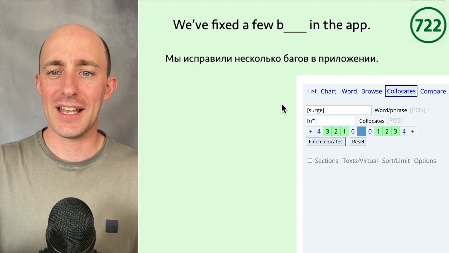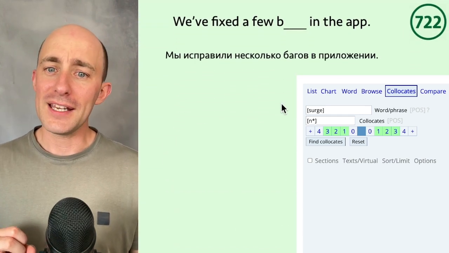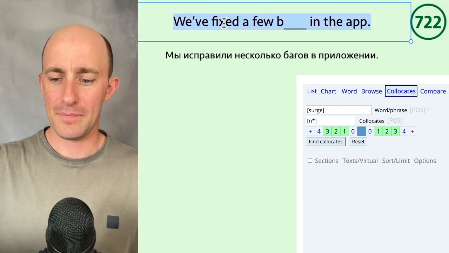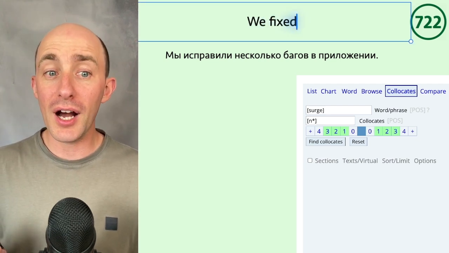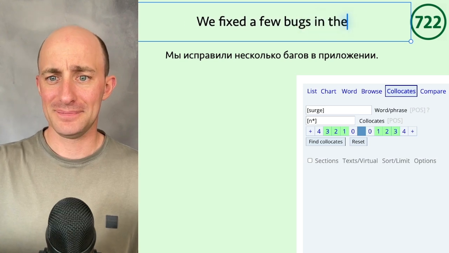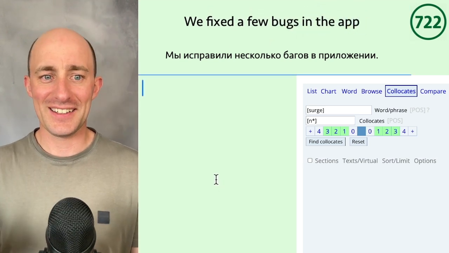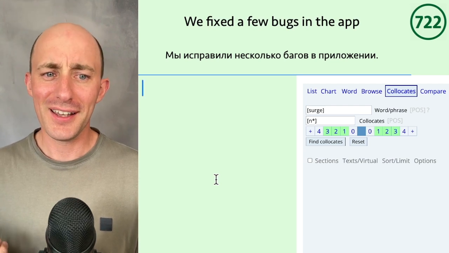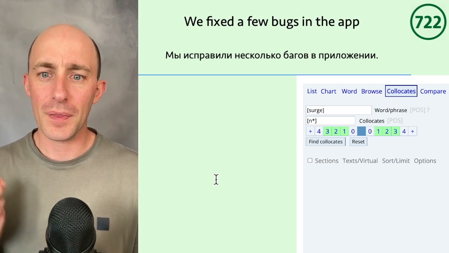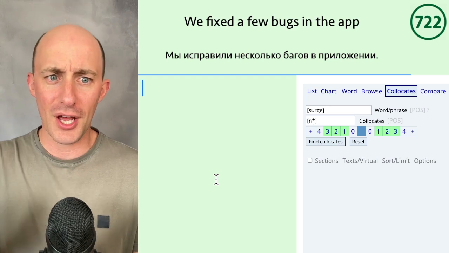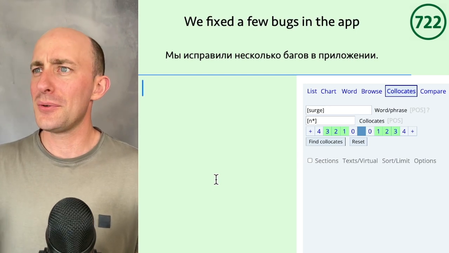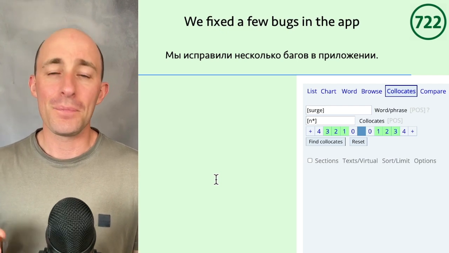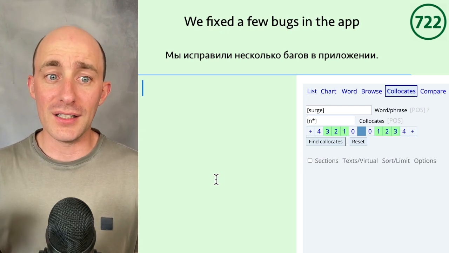Right. Next one. Мы исправили несколько багов в приложении. We fixed a few bugs in the app. Obviously, this is one of the 21st century words, maybe 20th century, which has come to Russian from English. Bugs. A bug, I hope you know, is насекомый. Why do we call problems with technology bugs? I don't know. Pronunciation. Bugs.